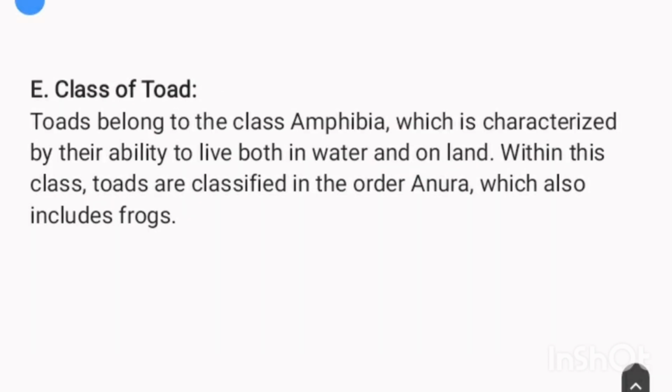E. Class of toad. Toads belong to the class Amphibia, which is characterized by their ability to live both in water and on land. Within this class, toads are classified in the order Anura, which also includes frogs.